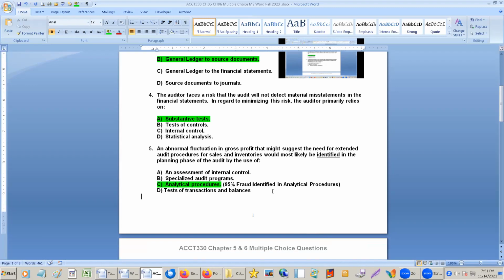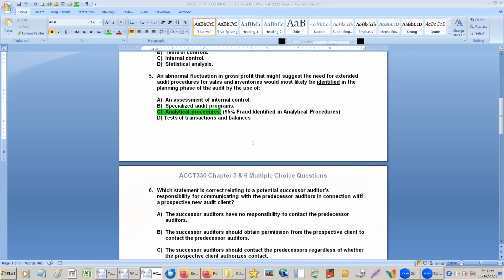Some people say 95 and 99, whatever it is. It's high. And these are required because they're so high. Okay, 5, 6.